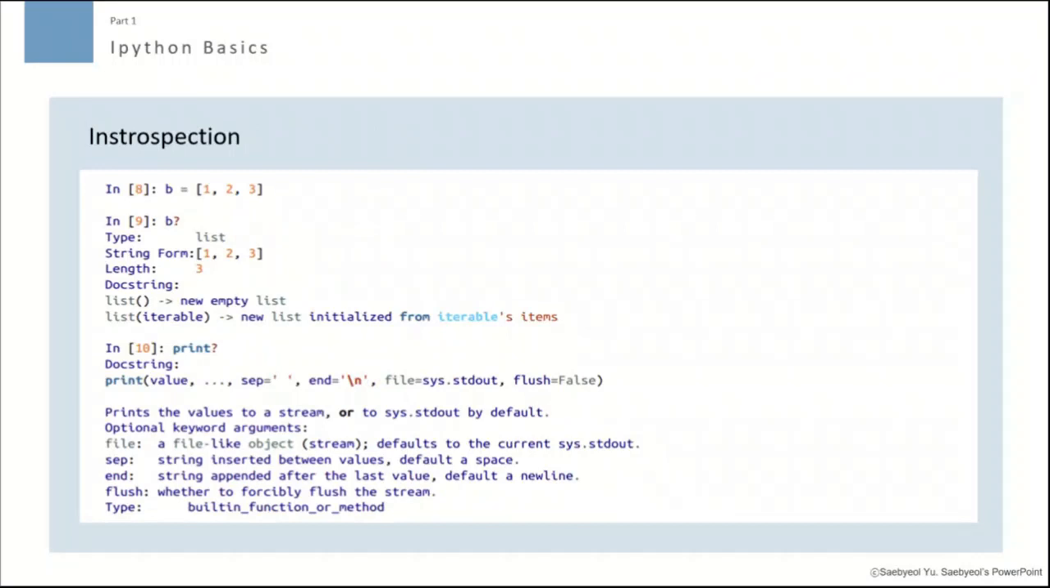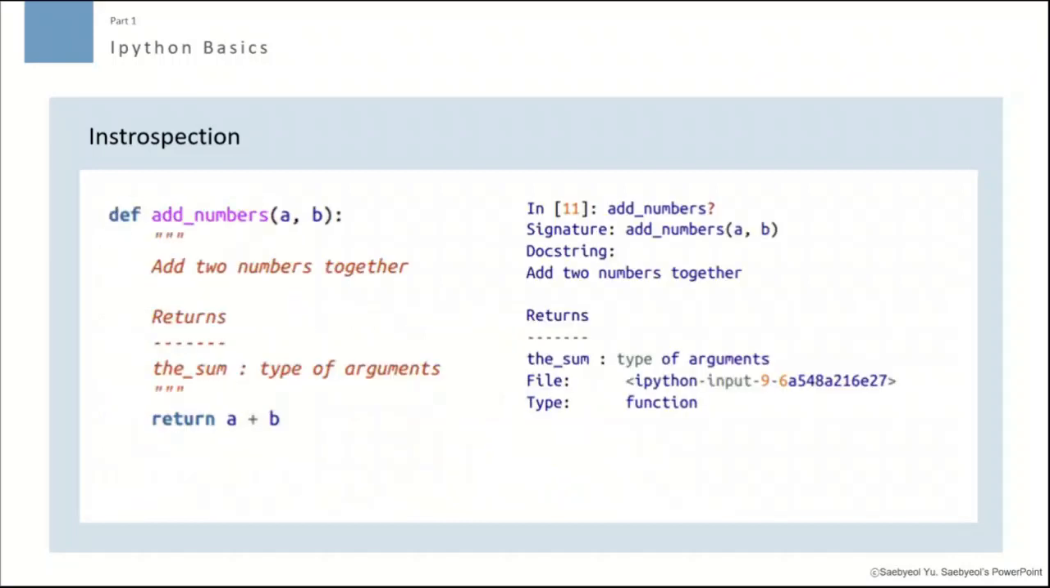Using a question mark before or after a variable will display some general information about the object. This is referred to as object introspection. If the object is a function or instance method, the docstring, if defined, will also be shown. Suppose we had written the following function, then using a question mark shows us the docstring.